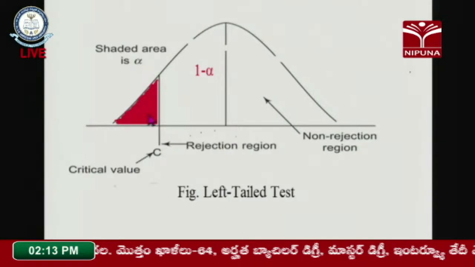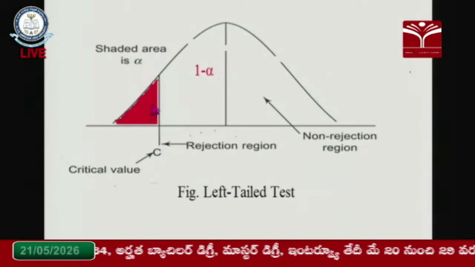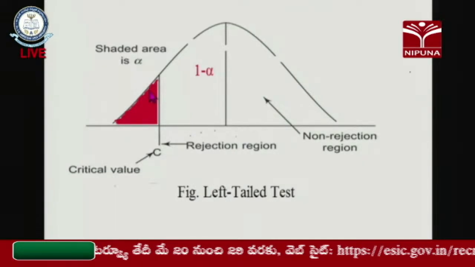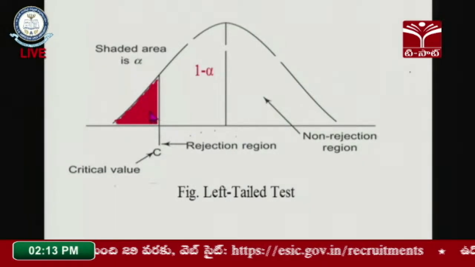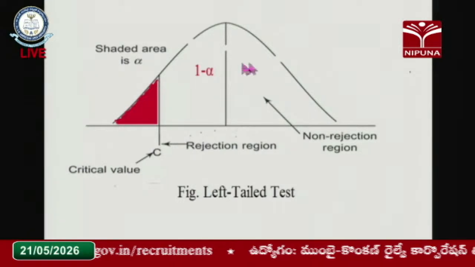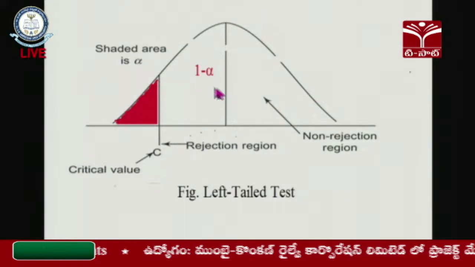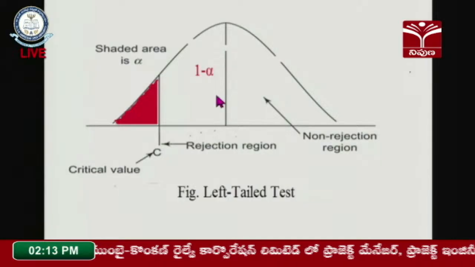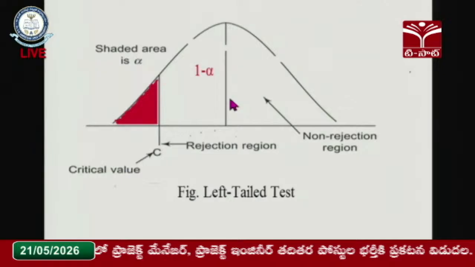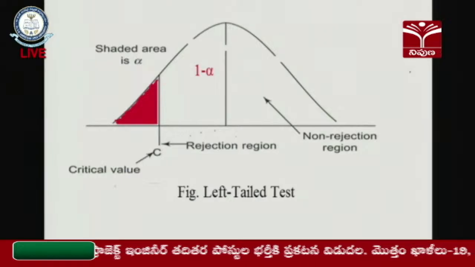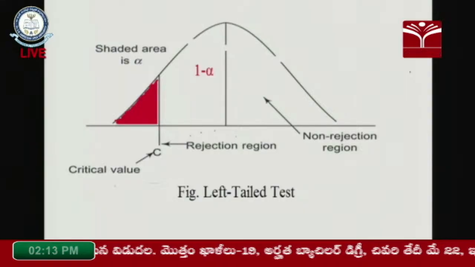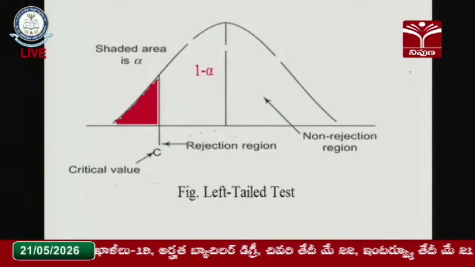The next one is the left tail test. In the left tail test, we take the rejection region in the left tail. Here also the rejection region, the shaded area, is alpha, and 1 minus alpha is the non-rejection region. In the left tail test, C is represented as the critical value. Based on this alpha, we are going to accept or reject. Alpha tells about the level of significance, at what level we are going to reject the null hypothesis.